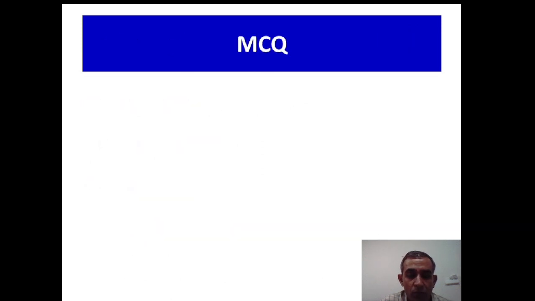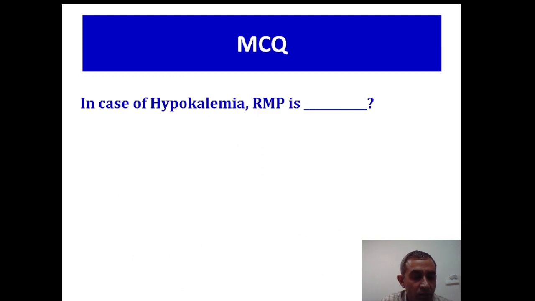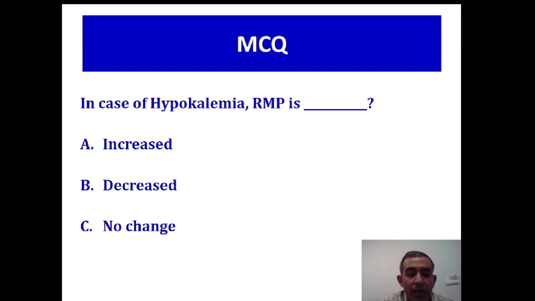So let's see one MCQ. Many MCQs come from the Nernst equation, Nernst potential, and the genesis. These are the commonest MCQs asked in university examinations as well as in NEET PG and next preparations. So let's see one example: in case of hypokalemia, the RMP is. So in hypokalemia, RMP is increased. So the answer is A.